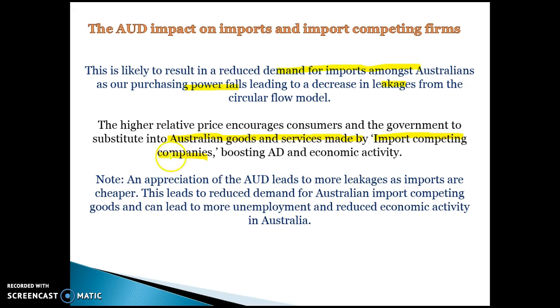So overall, an appreciation of the Australian dollar leads to more leakages, imports are cheaper. This leads to reduced demand for Australian import competing firms and leads to more unemployment. So when you're linking the exchange rate to aggregate demand, if you can make reference to price takers and price makers, you can make mention of the exporting, you can make mention of the demand it has for import competing products, you will have a really quality answer to that question.